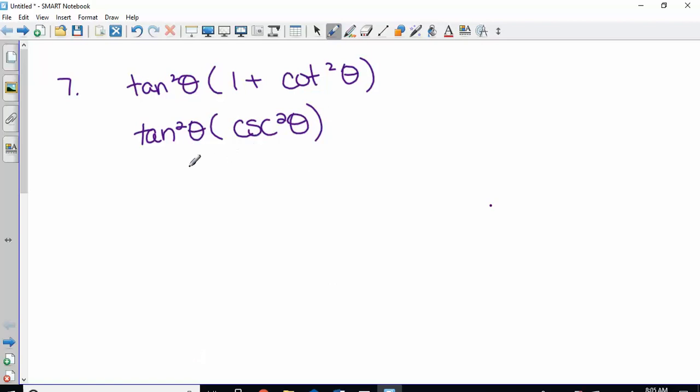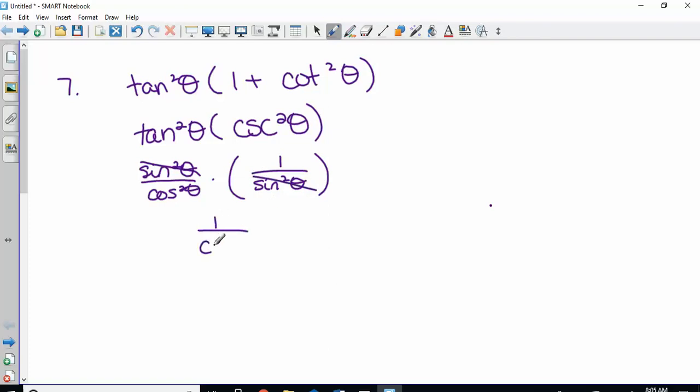So then if you don't know what else to do, we always go to sines and cosines. So tangent is sine over cosine, so tangent squared would be sine squared over cosine squared. Cosecant is the reciprocal of sine, so that would be 1 over sine squared theta. So then what happens? We have 1 over cosine squared theta, so that's the reciprocal of cosine, which is secant.